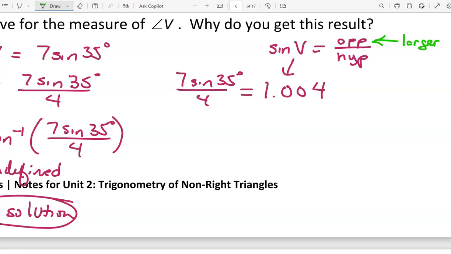Sine is allowed to be equal to 1 because opposite and hypotenuse can have the same length for quadrantal angles, if you remember our quadrantal angles, but not any larger. The opposite must be the same or smaller than the hypotenuse in size. And that's it for the lesson.